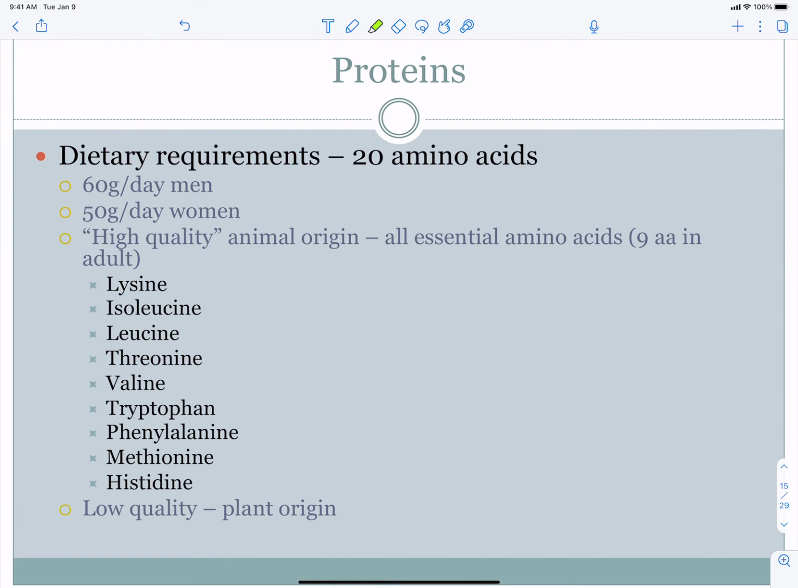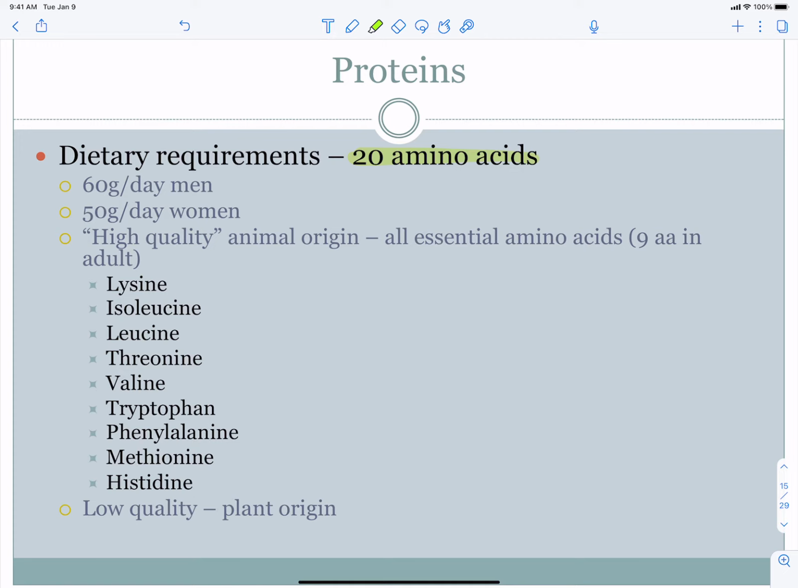Now for proteins, we know we have essential and non-essential amino acids. So with respect to our dietary requirements, we are going to need some amount of protein. Typically for men, they'll need 60 grams of protein and women 50 grams of protein. However, it depends on what type of protein you're eating. If you're eating animal origin protein, that's called high quality protein, and it contains all essential amino acids.